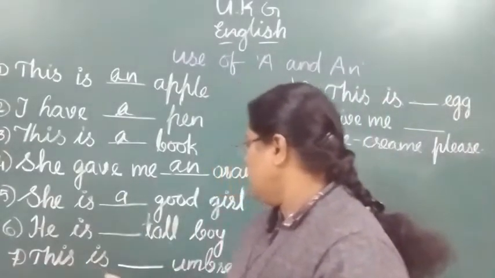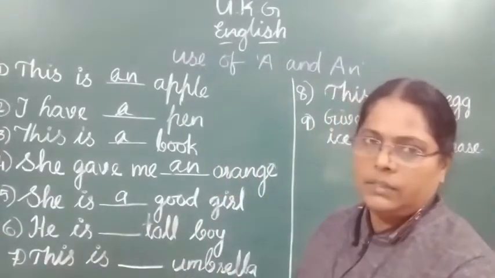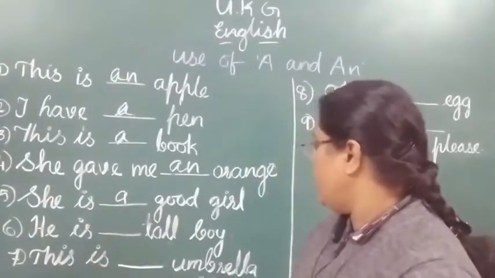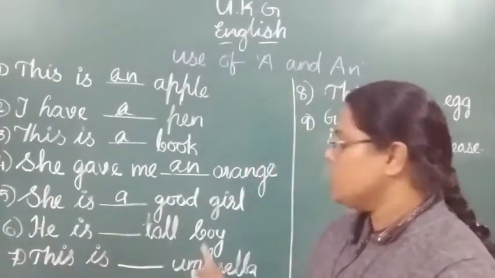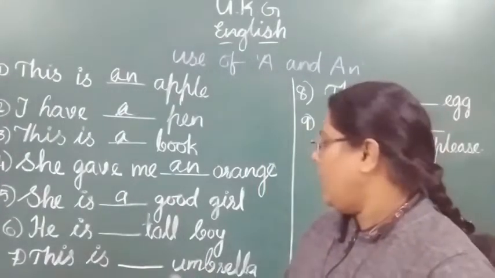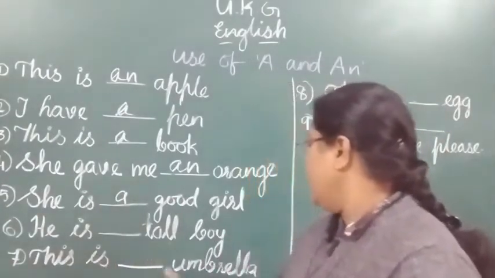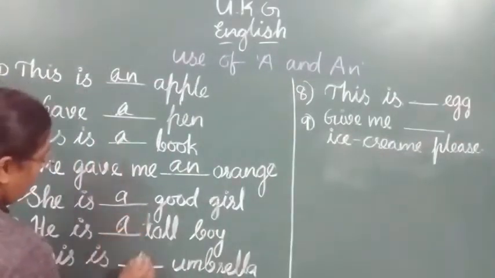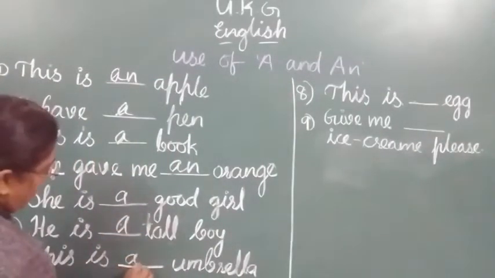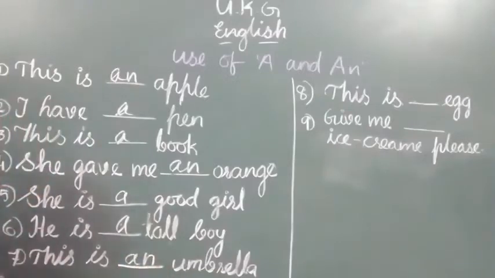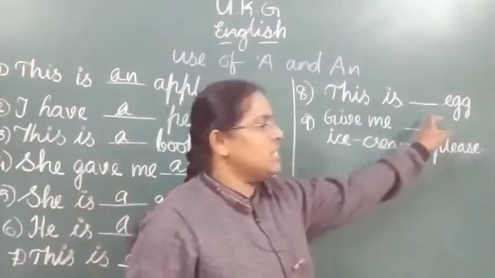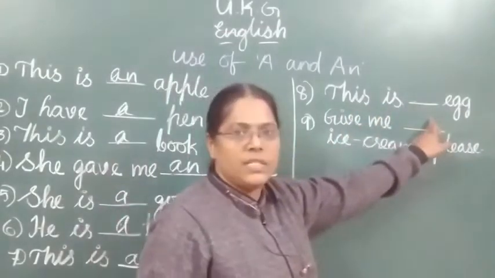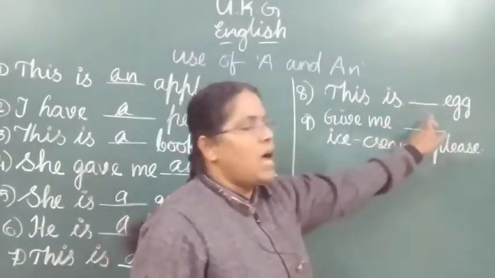Next one, this is dash umbrella. This word begins with a vowel sound, so we will use an. This is an umbrella. Okay, next one. This is dash egg. Which letter? E. This is an egg.